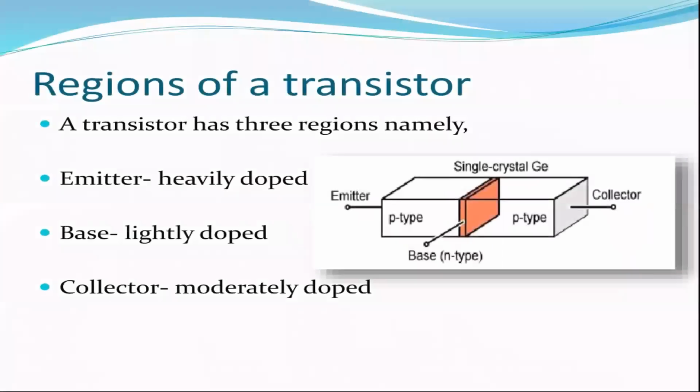What are the regions of a transistor? A transistor has three regions, namely emitter, heavily doped, base, lightly doped, and collector, which is moderately doped. So these are the regions of a transistor. One is emitter, one is base, and one is the collector. But emitter is heavily doped, base is lightly doped, whereas collector is moderately doped, as shown in this figure.